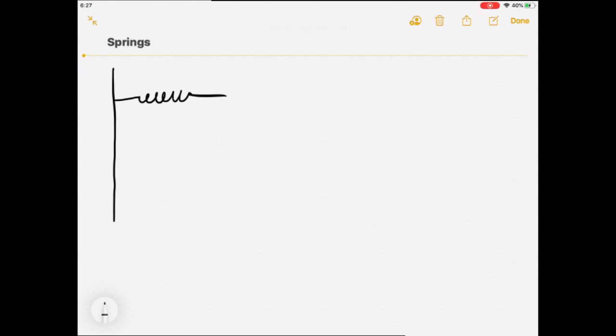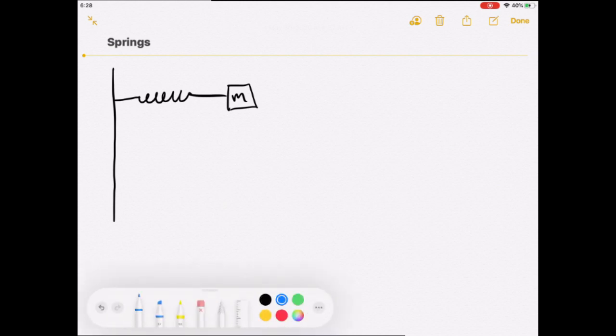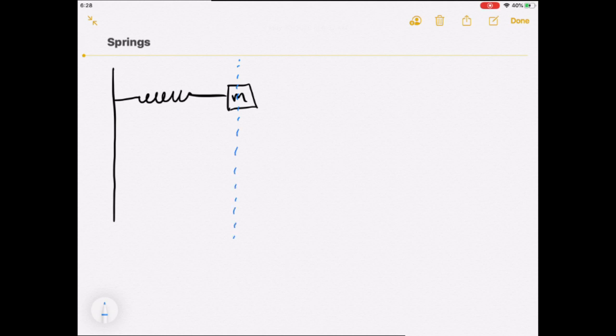Okay, so let's put a mass on that guy. So there's some mass. When you stretch this spring, what happens? Well, I'm going to stretch it maybe some distance away from this location. And this location, we're going to call that the equilibrium position. Equilibrium, meaning that's where the spring wants to rest, right? That's where there is no force due to the spring.